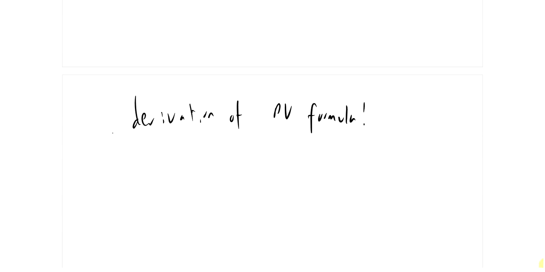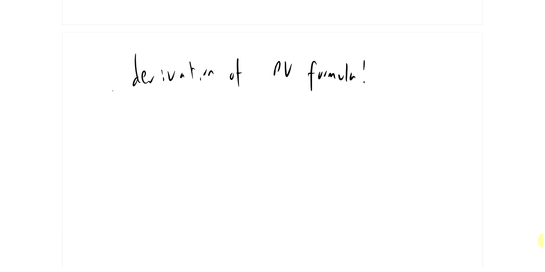Okay, so now derivation, what everybody's been waiting for, of the present value formula. Okay, so the idea here is you have to make payments sometime in the future. So how much do you have to put away now to be able to save for that payment?